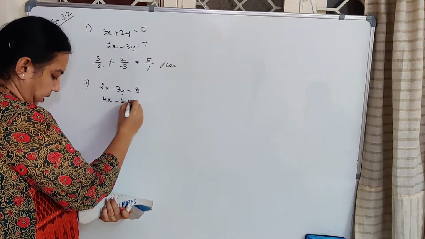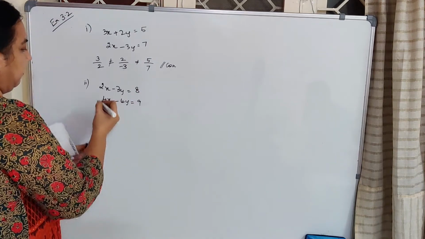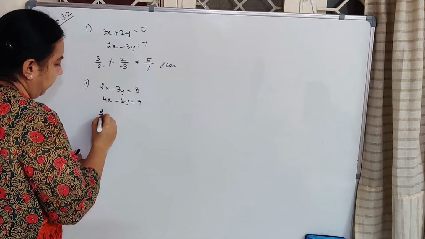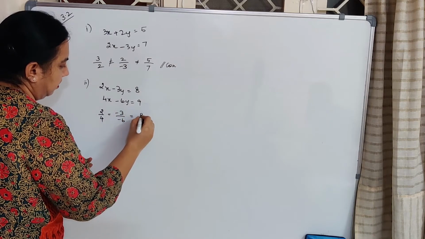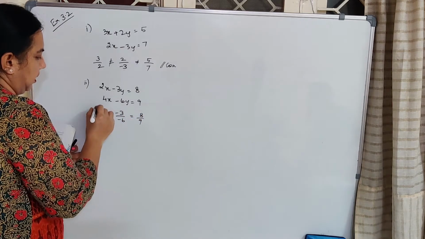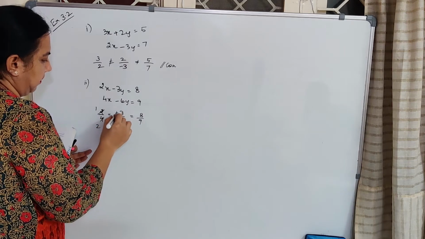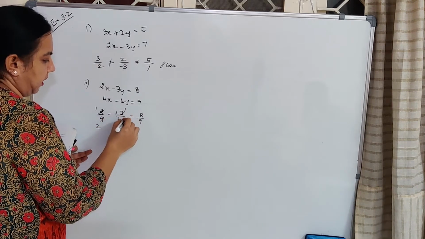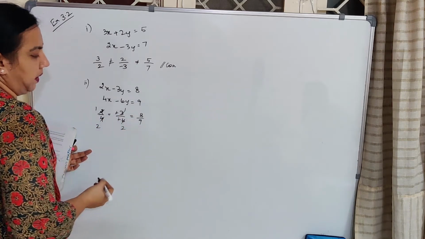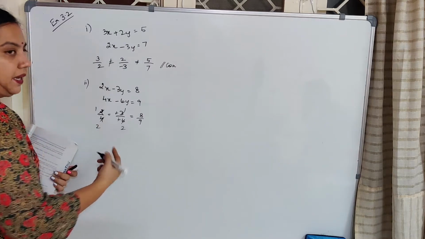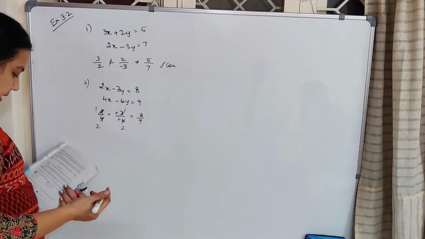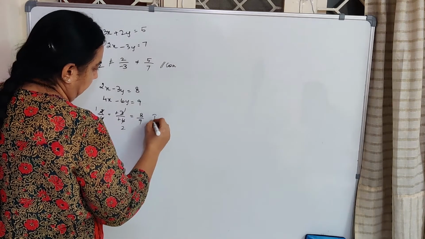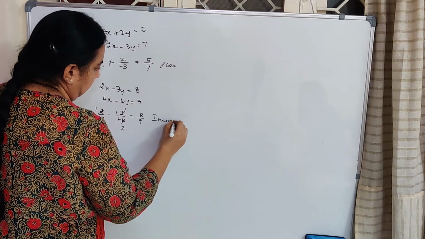4x minus 6y is equal to 9. Again, when I write the ratios, I get 2 by 4 is equal to minus 3 by minus 6 is equal to 8 by 9; the minus signs cancel, so simplifying gives 1 by 2, 1 by 2, 8 by 9. So these lines are overlapping on each other, so it gives an inconsistent solution. Okay, inconsistent.